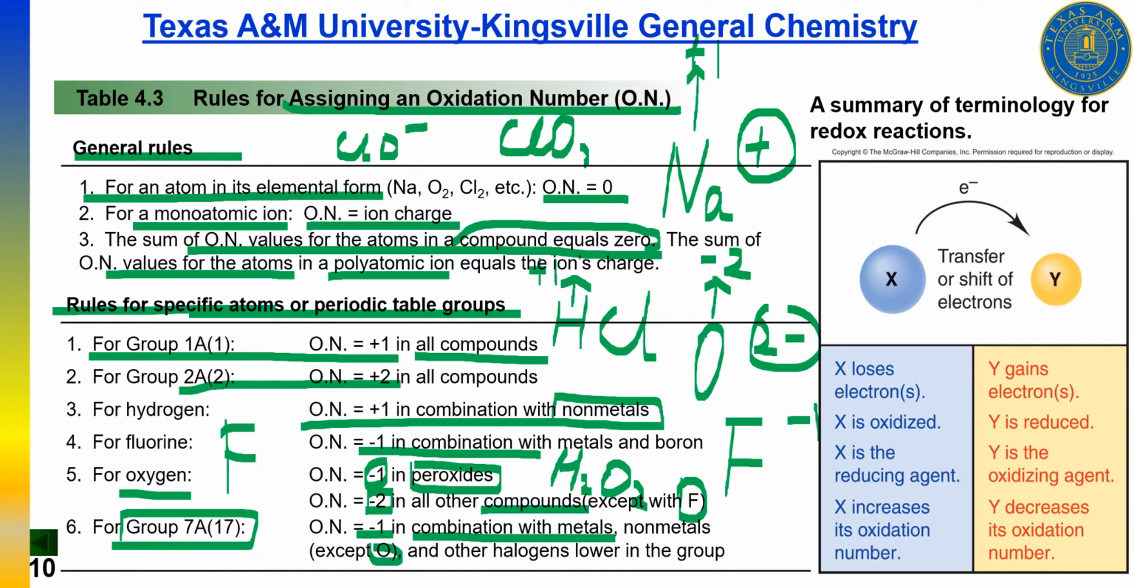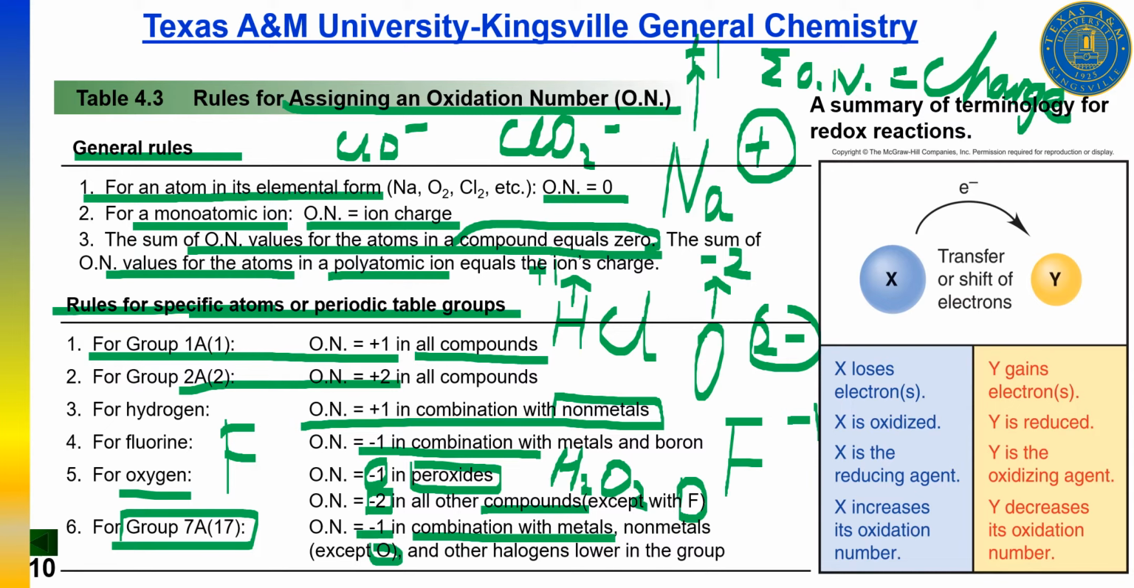ClO2 negative, ClO3 negative, ClO4 negative. For all of them, the oxidation number for this chlorine or any other halide, you need to calculate it. Use the sum of your oxidation numbers equals the charge, whatever the charge is. For a compound, the charge will be 0. For -1 it will be -1, -2 will be -2, etc.